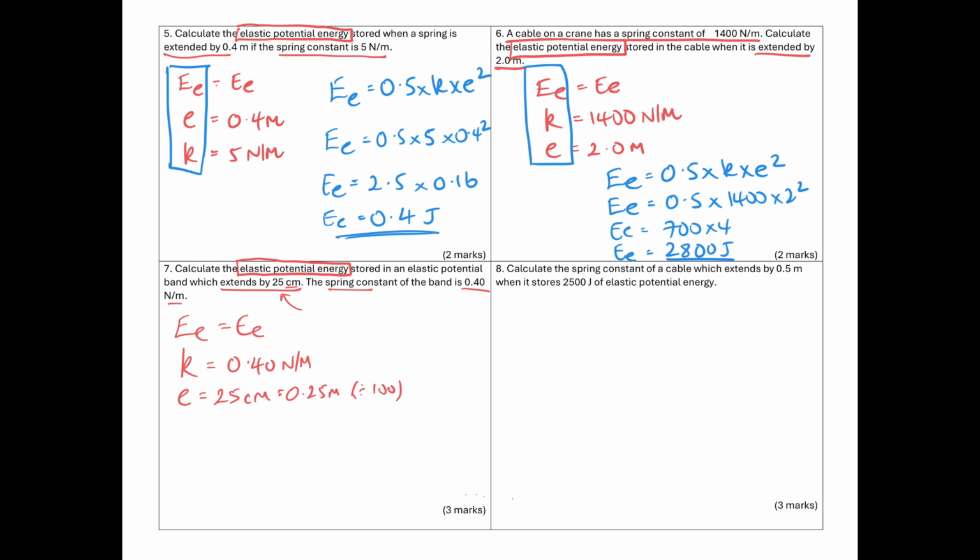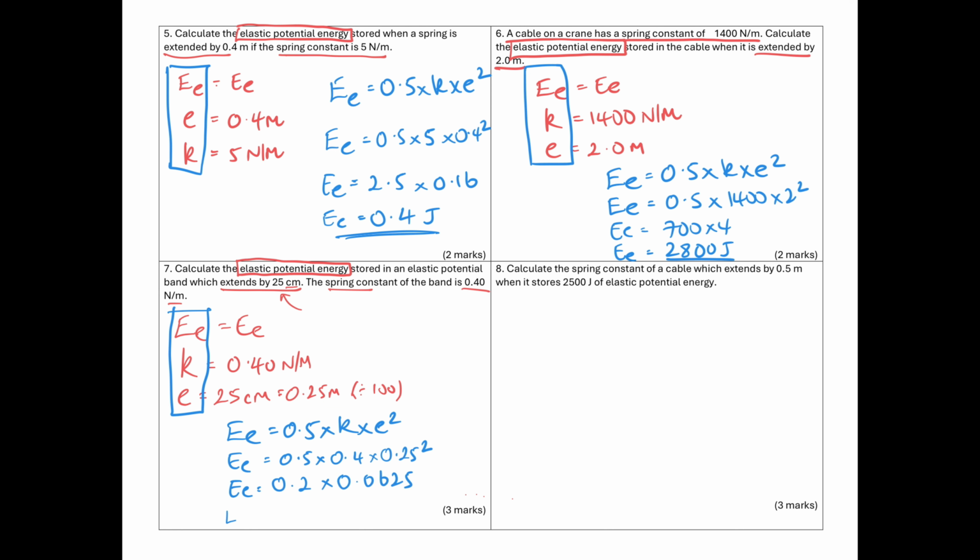Again, we're going to need to choose our equation, which, like last time, is elastic potential energy equals 0.5, so a half, times spring constant, times the extension squared. Substitute in the values, 0.5 times 0.4, and then we need to do 0.25 squared. We can then simplify, so half of 0.4 is 0.2, and 0.25 squared is 0.0625. Put that into a calculator, and the elastic potential energy that we're trying to find is 0.0125 joules.